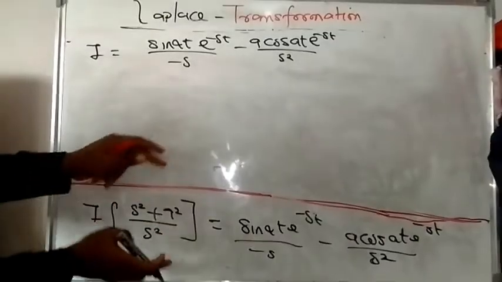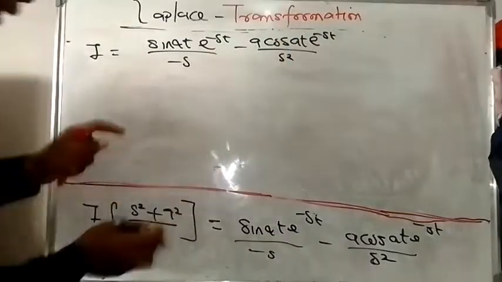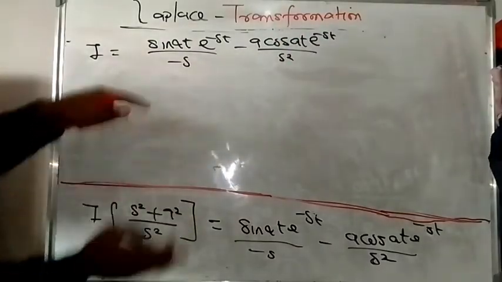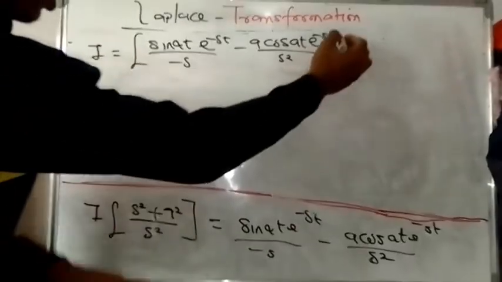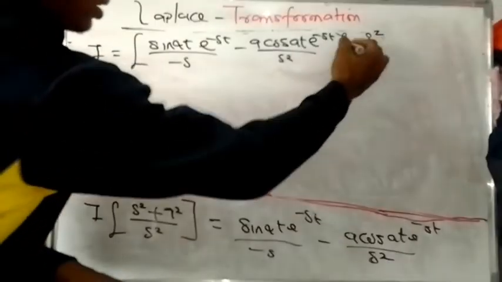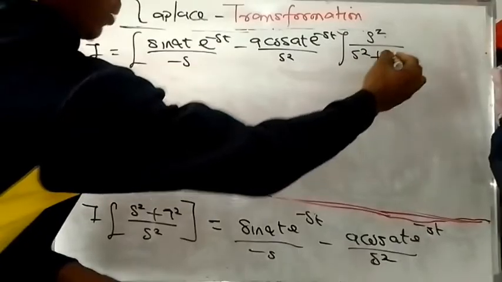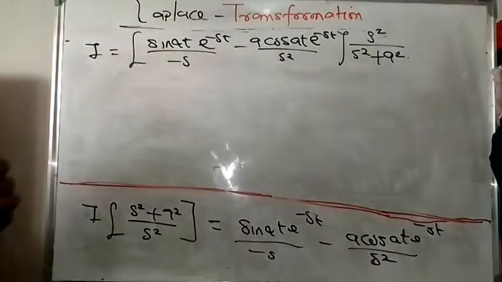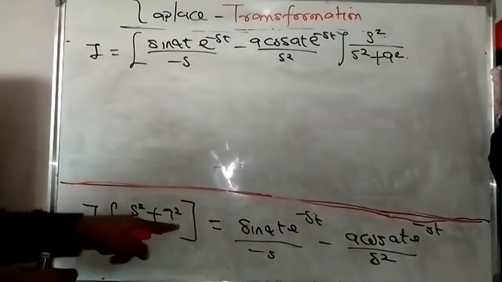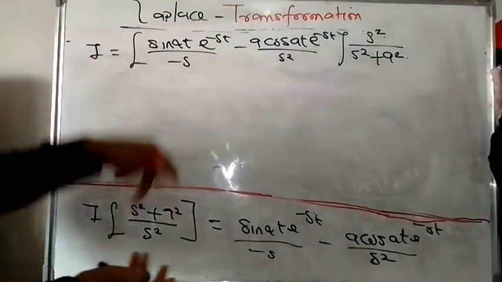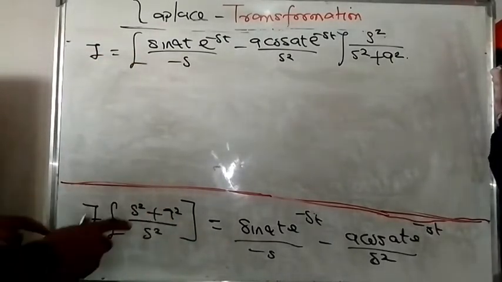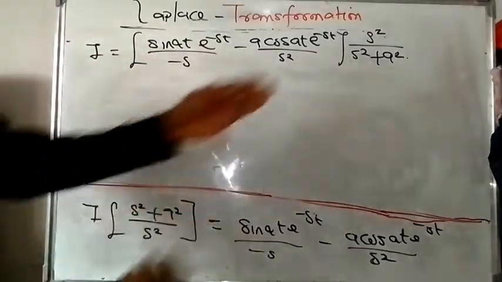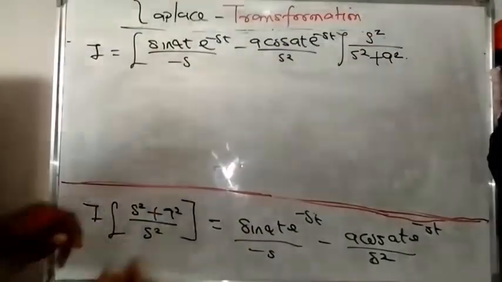When this is coming over to the other side, we're actually taking the inverse of this. So it becomes s squared divided by s squared plus a squared. Because we need to make I the subject of the formula, we need to eliminate this part, so when it comes over to the other side, it turns into an inverse.